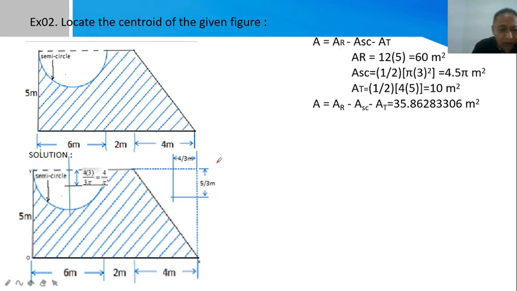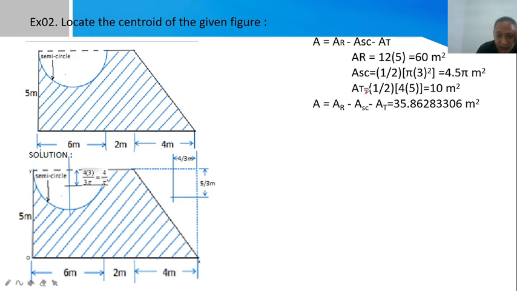Area of the rectangle is 5 times 12. Okay, that is 60. For the semicircle, area of a circle is pi r squared. What is the radius here? If the diameter is equal to 6, the radius is equal to 3. So it is half of the pi r squared. So that is 9 over 2 or 4.5 pi.